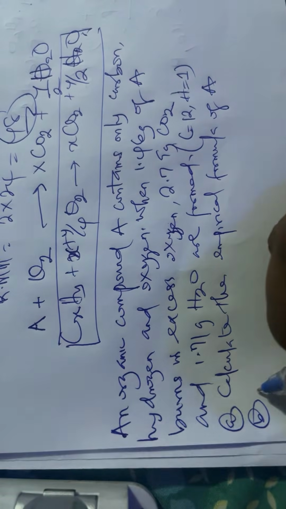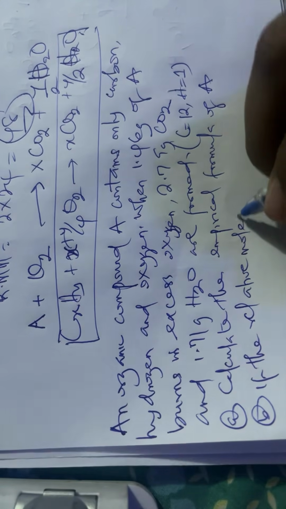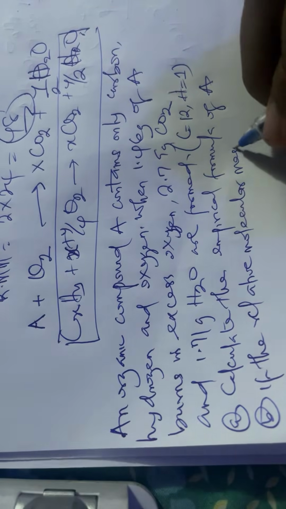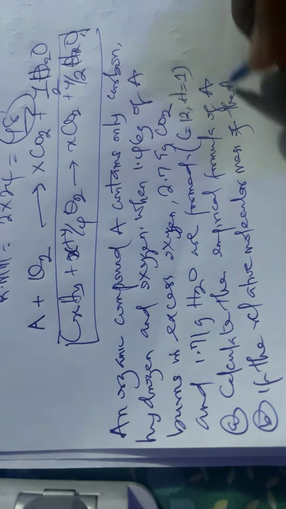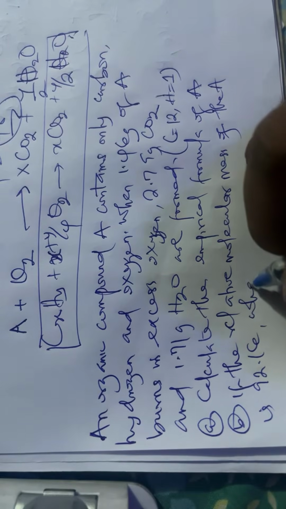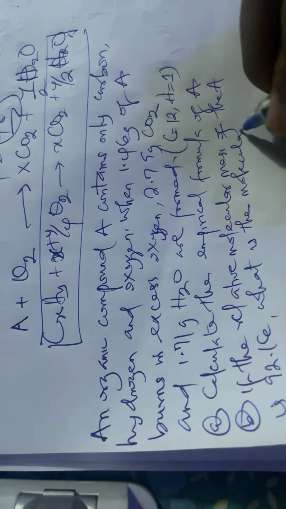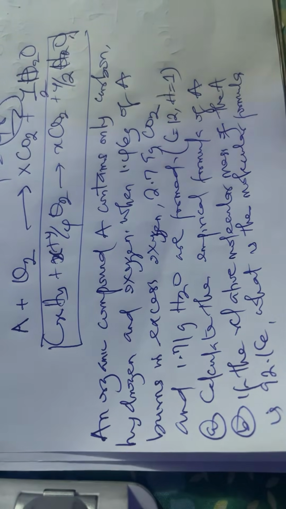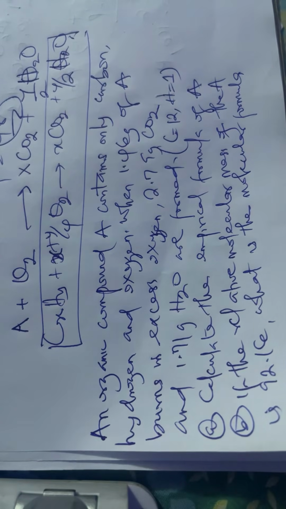Then B, if the relative molecular mass of A is 92.16, what is the molecular formula? So basically, we are going to be solving this exercise right away.